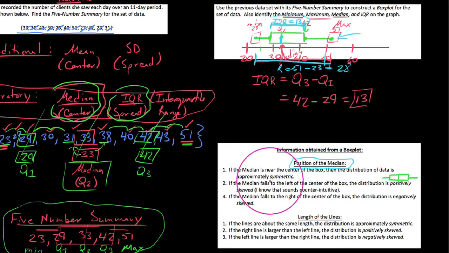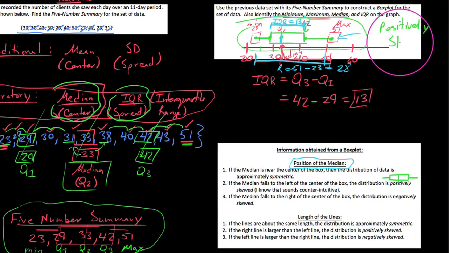We say, however, if the median falls to the left of the center of the box, so that would be like an example of what we have right here up on the example we did. If the median falls to the left of the center of the box, we say it is positively skewed, or slightly positively skewed. So this would be a slightly positively skewed box and whisker plot. Okay?